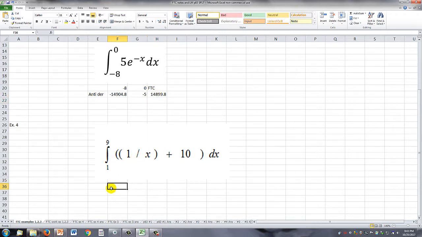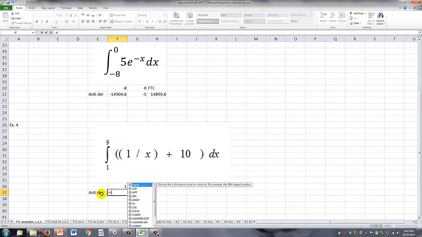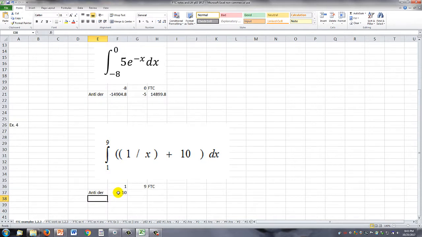This one, lower limit is 1, upper limit is 9. FTC, take the antiderivative, and the antiderivative is natural log ln of x. You don't have to put in absolute value in Excel because our domain is always going to be positive numbers, so there is no problem there. Plus 10 times cell reference. Drag it to the right, equals upper limit value minus lower limit value, and you have 82.2.